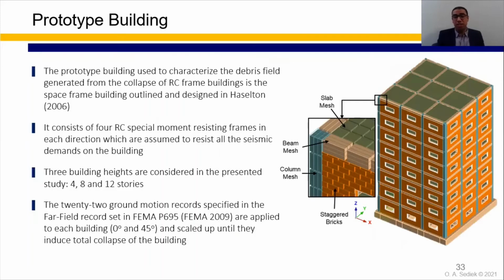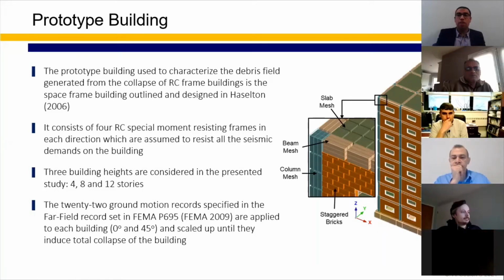So we developed applied element models of a prototype building that was designed and outlined by Haselton. It's a seismically designed moment frame reinforced concrete building. As we can see here, the prototype building has 4 moment resisting frames in each direction. We considered 3 different heights, 4-story, 8-story, and 12-story, and this is the applied element model of the 8-story building.